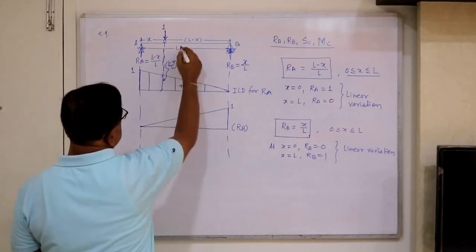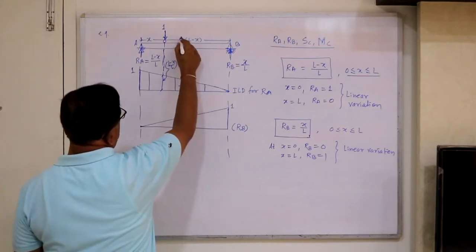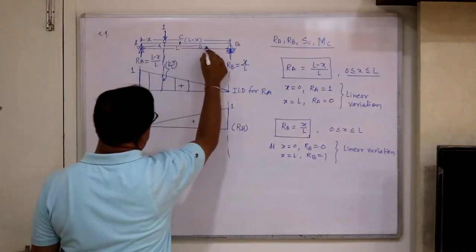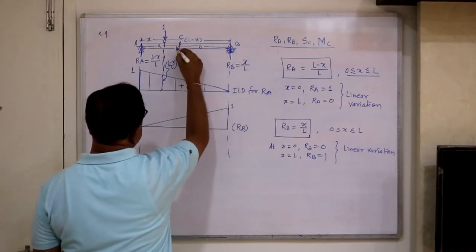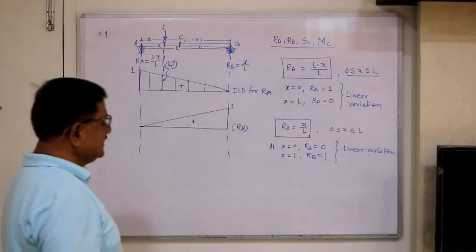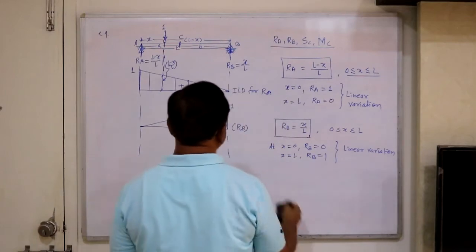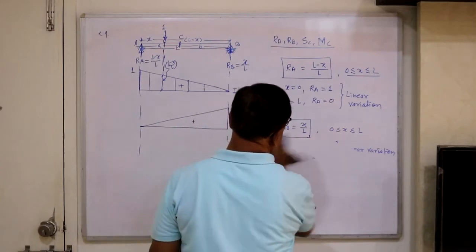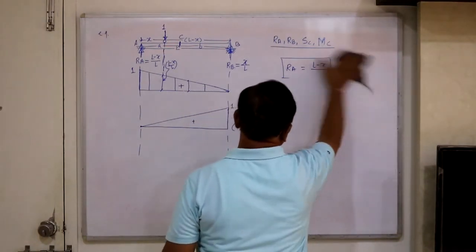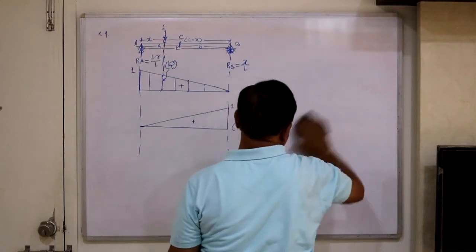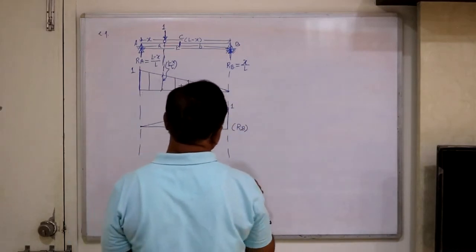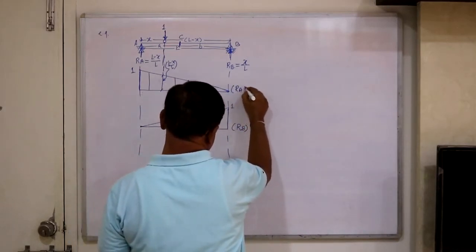Suppose you have a point C here at a distance a from the left hand and b from the right hand. Suppose we want to construct the ILD for shear force and bending moment at point C. All possible ILDs we can construct now by calculation, and the same ILDs we can construct later on by using the Muller-Breslau principle. So this is the ILD for RA.